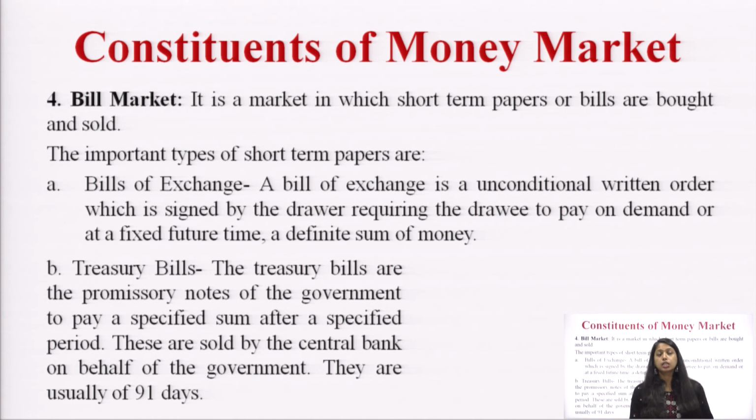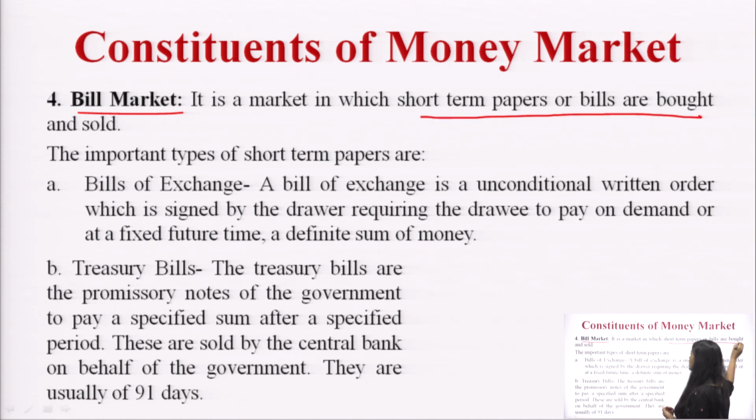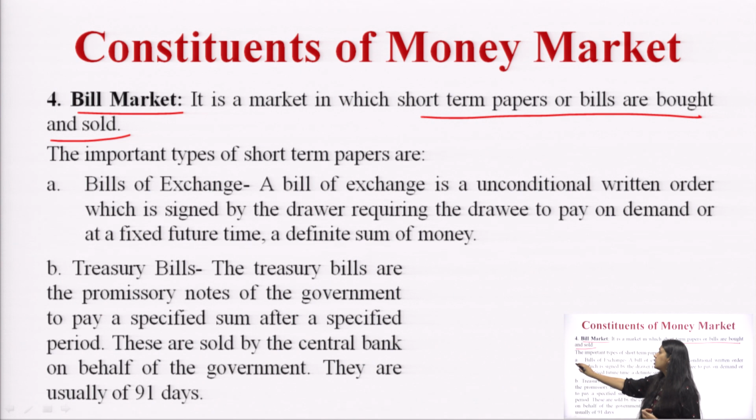Moving forward, the fourth and the last constituent of a money market, which is a bill market. Now bill market is a market. What is happening over here? The bills are being exchanged. So you have bills which are being bought and sold. So there are two types of bills which are being exchanged. First is the bills of exchange, and second is the treasury bills. Now let us try to understand what a bill of exchange is.